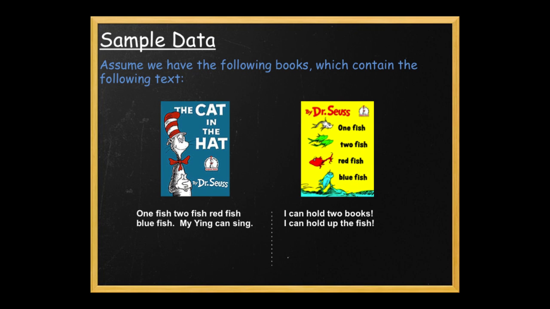So you can assume that we have two books here, and to simplify things, we're just going to say that the only text in these books are the string of text on the left and the string of text on the right, to make our example even simpler. So you've got one fish, two fish, red fish, blue fish. You guys who have kids have probably read these words many, many times. And same thing over here on the right, you've got another phrase. And you'll notice that some of the words are similar between the two books.